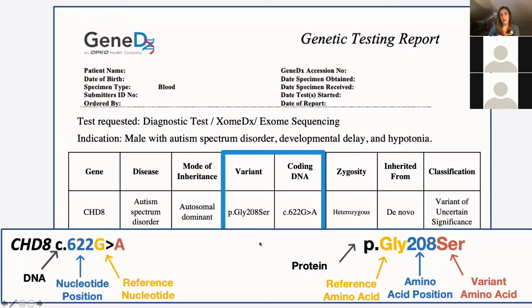In the variant box, it has P dot, so we know that this is describing the change to the protein. The number tells us which amino acid in the protein we're talking about. The first abbreviation tells us the typical amino acid at that position, and then the second tells us what's in this individual. So in the protein at position 208, most people have a glycine, but due to this DNA change, there's a serine in this particular person. So a missense variant as well.